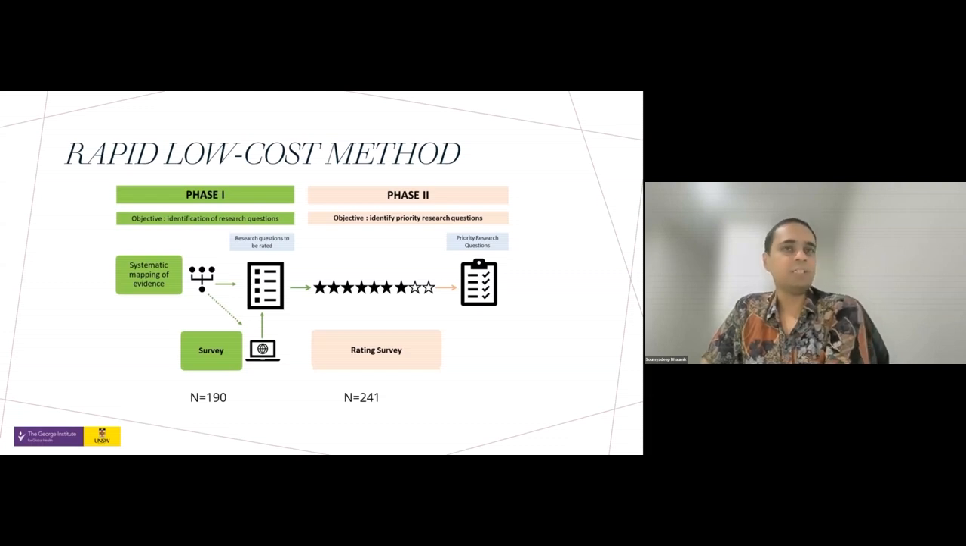We got 190 responses. In phase 2, which is what I will mostly be talking about, we did a rating survey in which we had 241 participants. And just to add a bit of context, most research priority setting processes would not have numbers going to hundreds. And it was quite extensive. We got really good coverage from different parts of India. So that was really good.